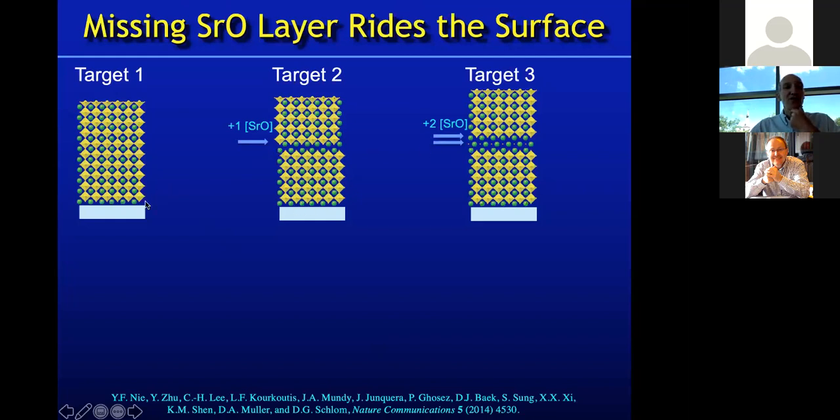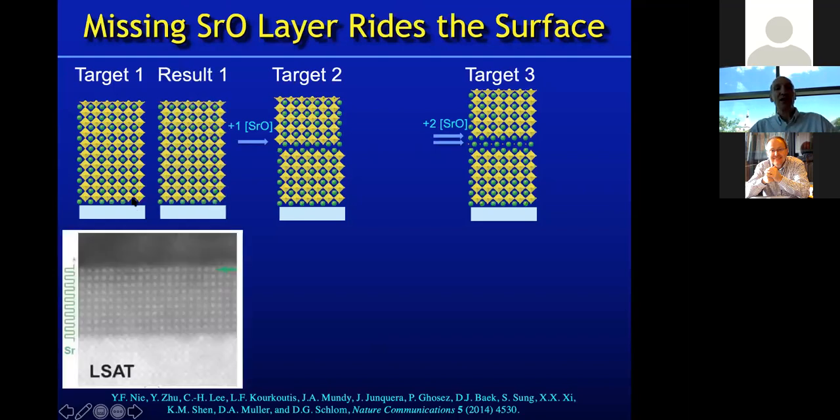So here I'm going to show our cartoon of what we shuttered versus what actually grows. Indeed, we do know how to make hamburgers, and you shutter this up and it grows exactly in the order that we desire, okay? And the higher Z element here being strontium in the case of strontium titanate. So now let's try to put an extra strontium oxide in the middle of the stack at this point.